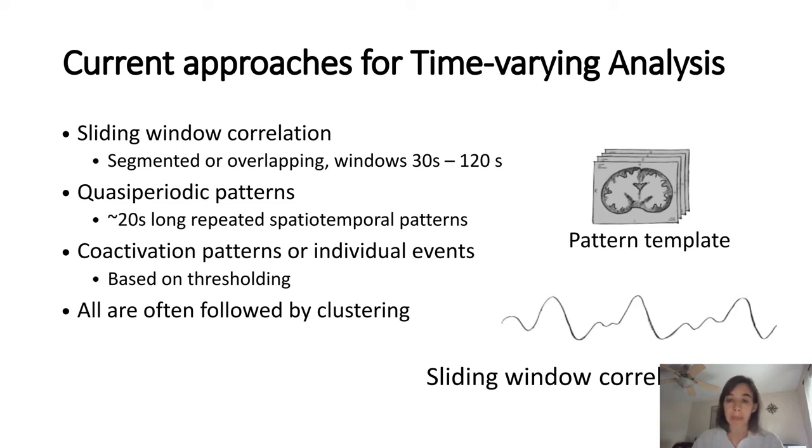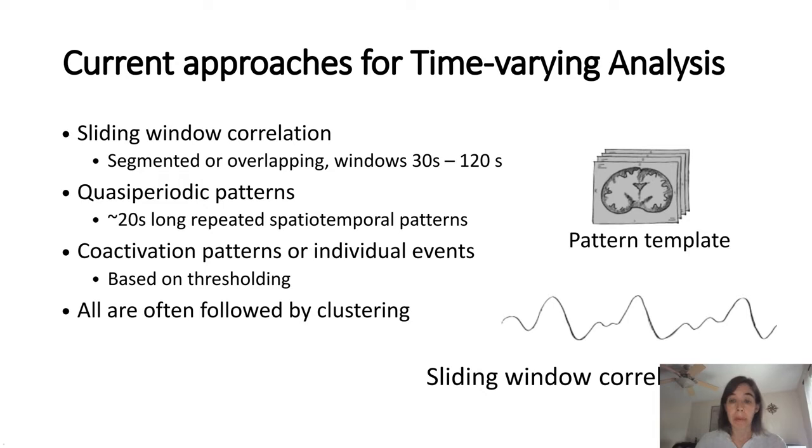And then we can move that window along and see how correlation between those areas varies over time. Another option that I'm going to talk about more later is looking for repeated spatiotemporal patterns that we call quasi-periodic patterns, or QPPs. These are basically detected using an autoregressive algorithm that looks for things that happen over and over during the course of a scan.